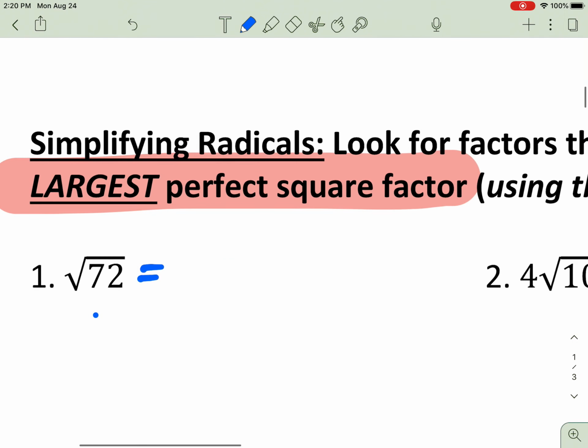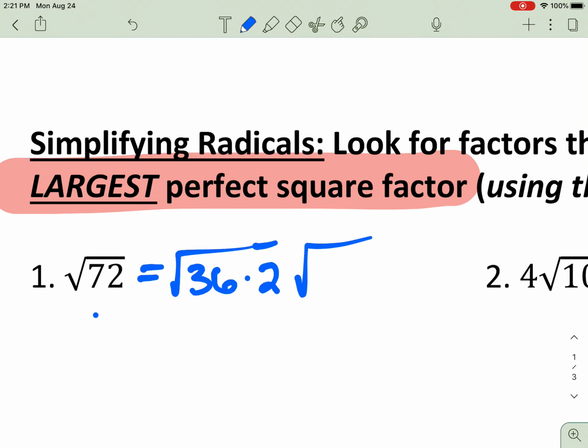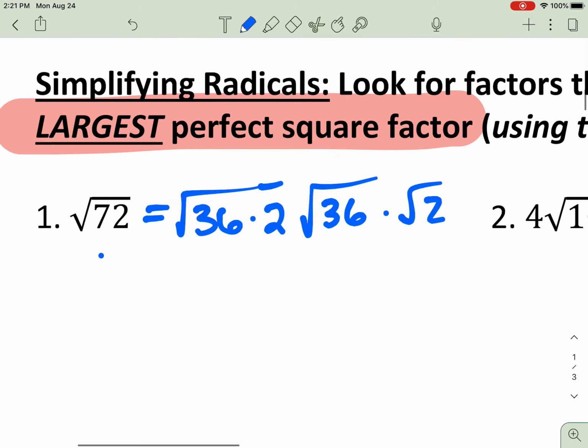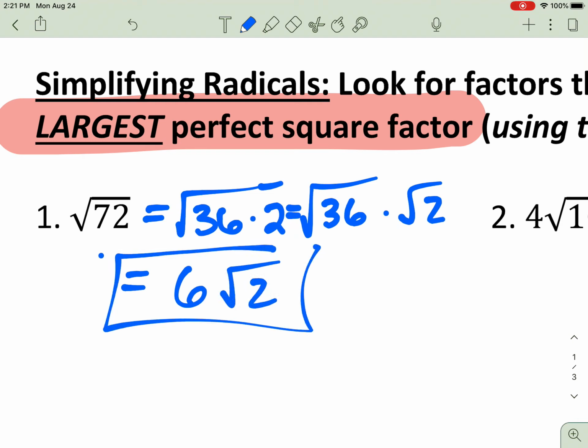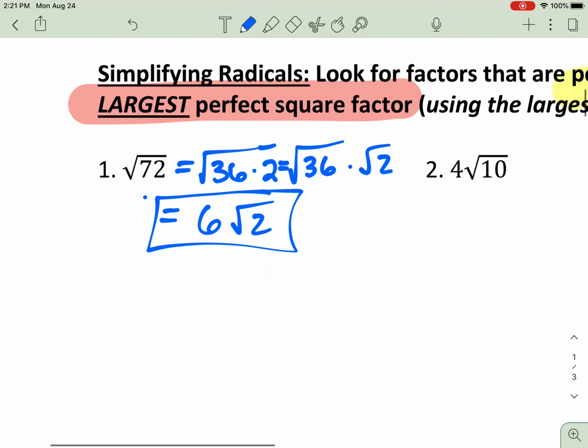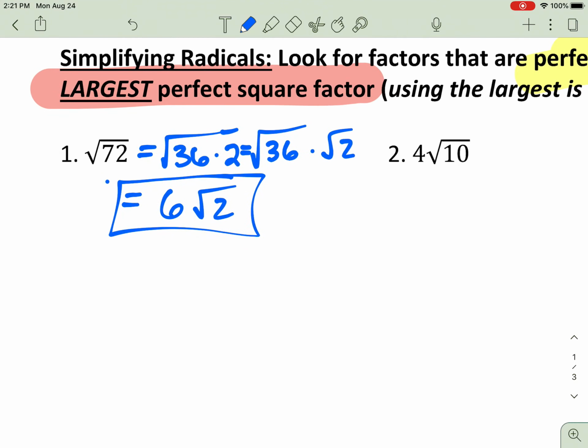So radical 72 breaks down into radical 36 times 2, which is radical 36 times radical 2, which is 6, because the square root of 36 is just 6, radical 2. Radical 2 does not have a square root, or at least not a nice one, so you just leave it at that, and that is the simplest radical.